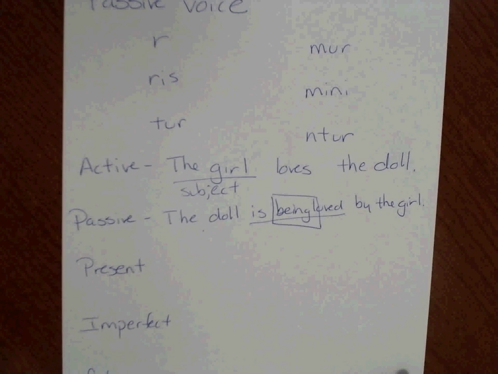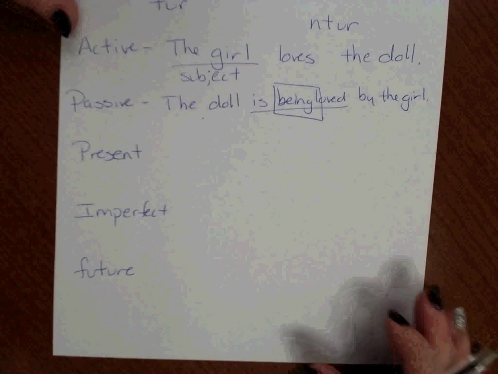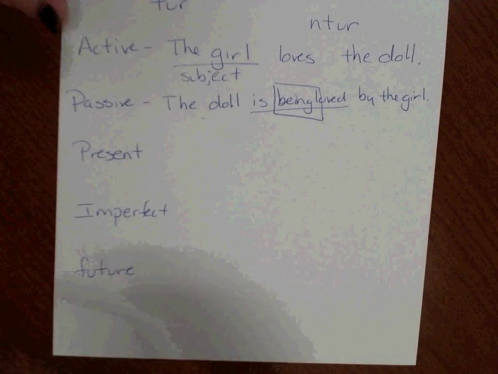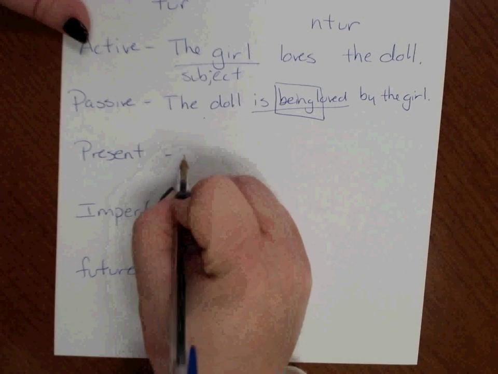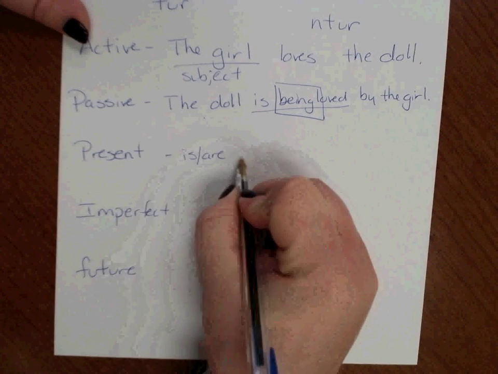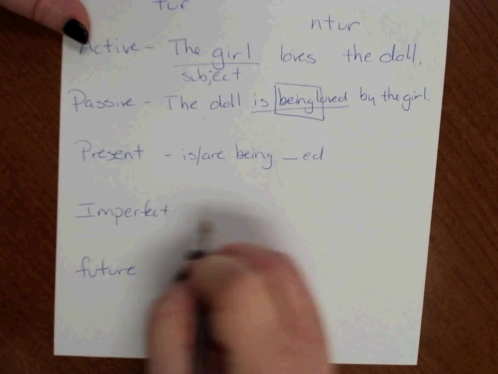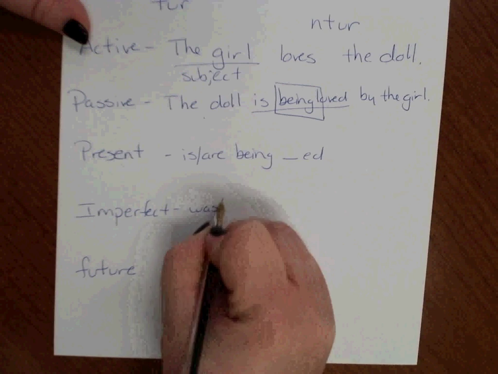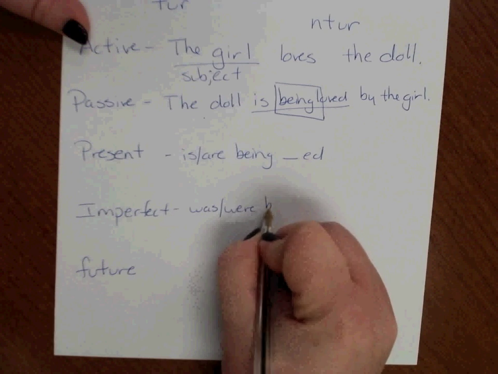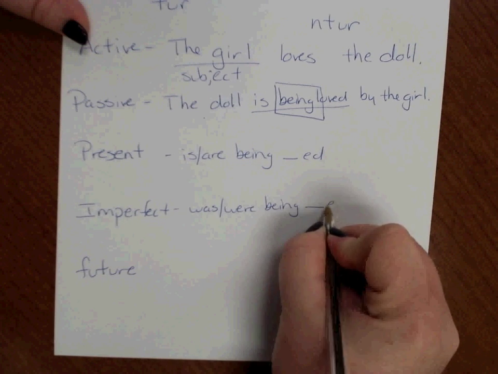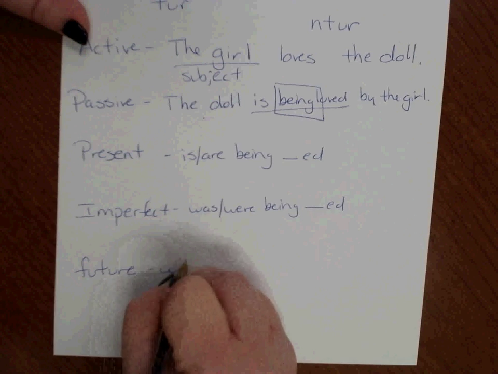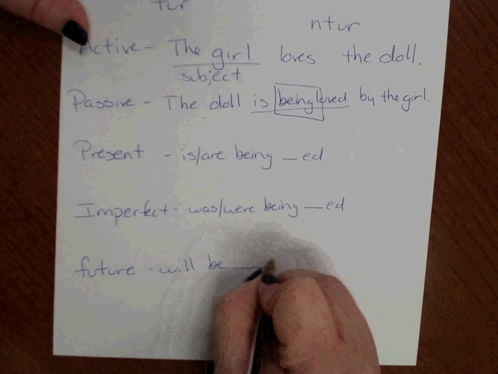Now, while they all use a version of -r, -ris, -tur, -mur, -mini, -ntur, there are vowels before some of them that can change things, or tense markers. But before we get into that, let's make sure we know how to translate it. So the present is "is" or "are being" whatevered. Imperfect is "was" or "were being" blanked, and the future is "will be" blanked.